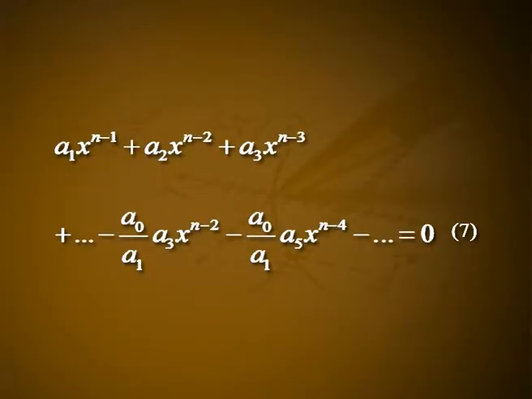This is true if and only if ai is greater than 0 and either all even numbered Tk or all odd numbered Tk are positive. Alternatively, equation 5 will have all roots with negative real parts if this is true for the (n-1)th degree equation a1 x^(n-1) + a2 x^(n-2) + a3 x^(n-3) + etc. minus (a0/a1) a3 x^(n-2) minus (a0/a1) a5 x^(n-4) minus etc. is equal to 0.